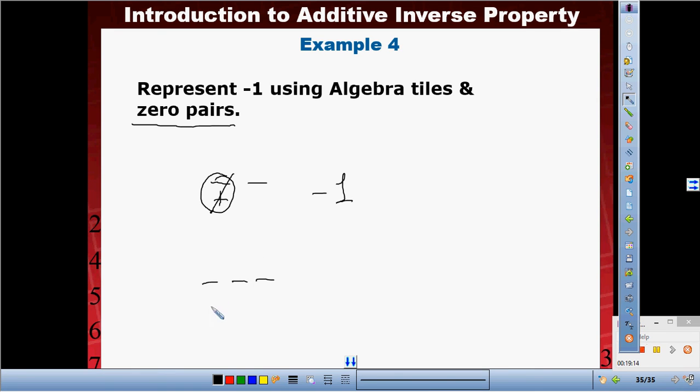Three negatives and 2 positives. You circle your 0 pair, and that represents -1. Does everybody agree with that? Yes? Pass it to someone. One more example.